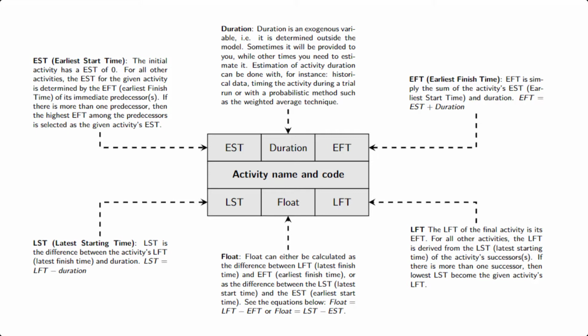To make a network diagram, we need to put up all the activities, put them in a proper sequence, and fill out this information: EST, duration, EFT, LST, float, and LFT. And as you can see here is the entire explanation for how you calculate that. So I recommend you just pause the video, take a print screen of this, and keep it next to you while we go through the example.